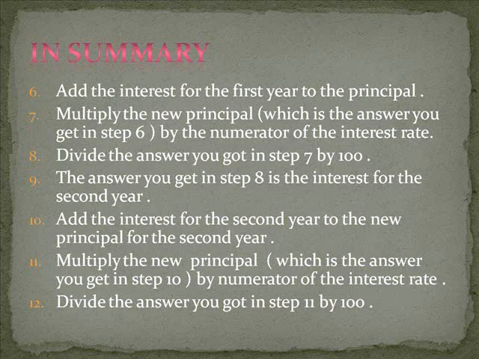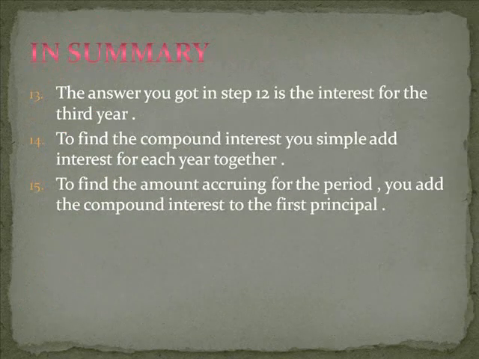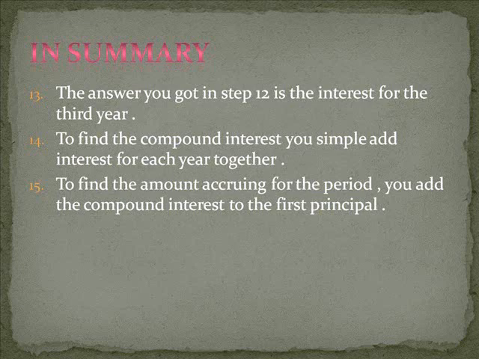And number 10, add the interest for the second year to the new principal for the second year. And number 11, multiply the new principal, which is the answer you got in step 10, by the numerator of the interest rate. And number 12, divide the answer you got in step 11 by 100. Number 13, the answer you got in step 12 is the interest for the third year. To find the compound interest, you simply add the interest of each year together.